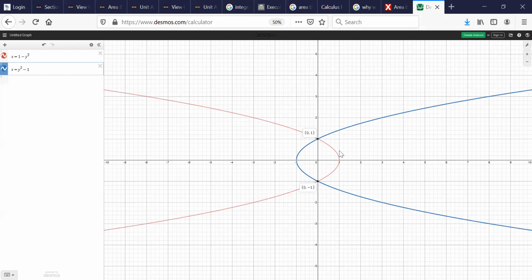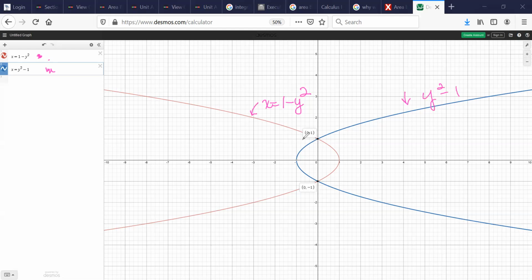So back on the Desmos, I can see which one's on the left and which one's on the right. So this one in red here was y squared minus 1. So that's this red one. If you're colorblind, I'm pointing to it right here. So that's x equals 1 minus y squared. And this blue one here, I'm sorry, yeah, the blue one here is y squared minus 1.